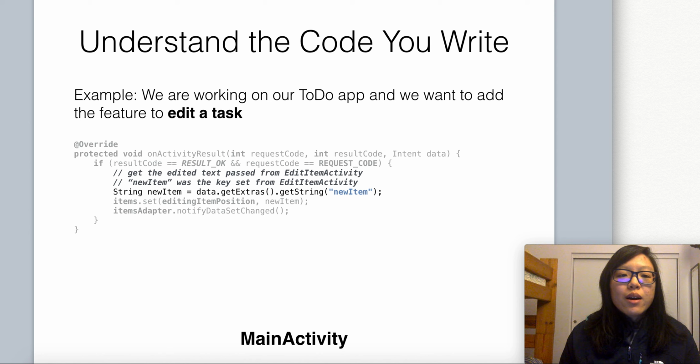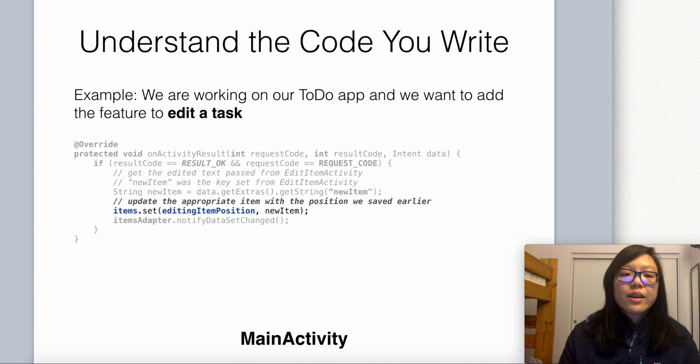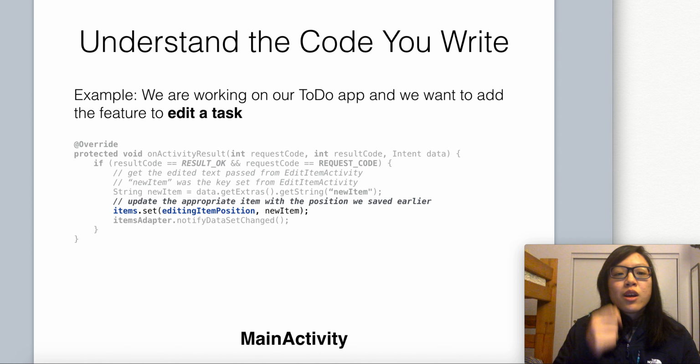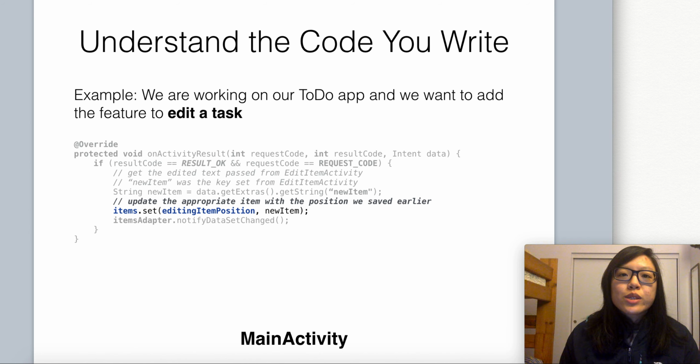And when I figure it out, I might write the comment that says, hey, this is us saying we want to get the edited text that was passed to us from edit item activity, and we're using this string new item because that's the same exact key that edit item activity uses, and so we have to use the same string in order to grab the right resource. And the next thing we need to do is update the appropriate item in our list, and that's where we end up using the variable that we created earlier, the editing item position.